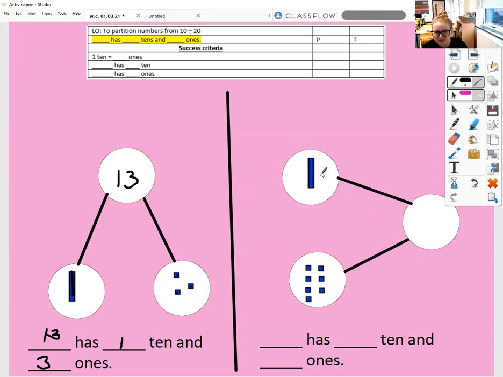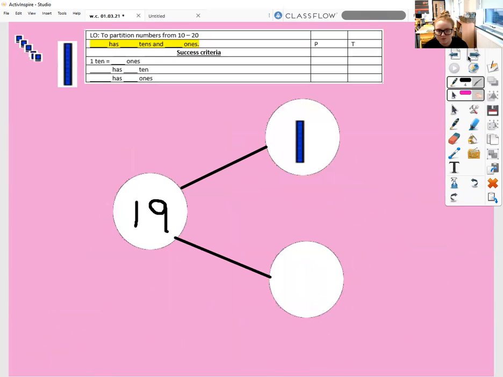Fantastic. Okay, so what number is this? So my number has how many tens? How many tens are in this part whole model? Actually, it has 1 ten here, so 1 ten, and then how many ones? It's got 1, 2, 3, 4, 5, 6, 7 ones. 1 ten and 7 ones. What number is this? This number is 17, and 17 has 1 ten and 7 ones.